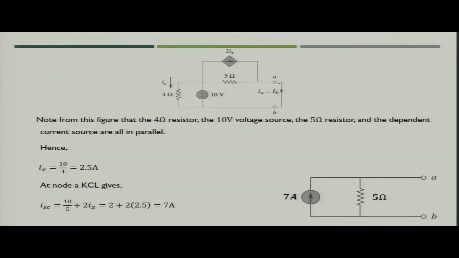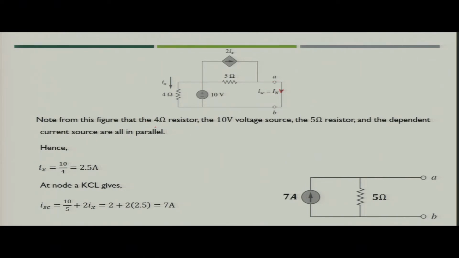So, what we have to do? We have to just short circuit the terminals A, B. Now, we have assumed that there is a short circuit current Isc, which is nothing but the Norton's current. And you have the circuit, you need to find out the value of short circuit current flowing through short circuited terminal A, B.